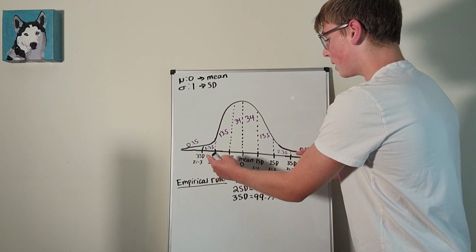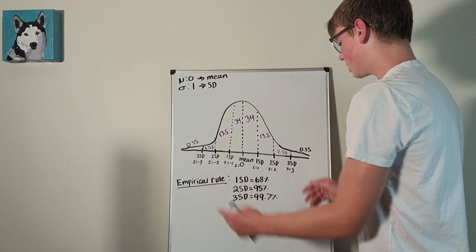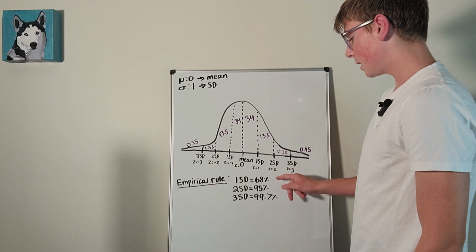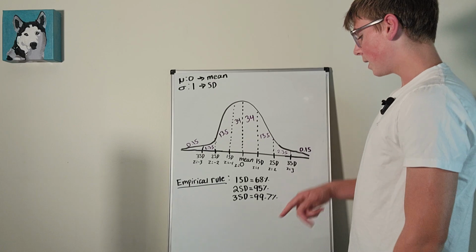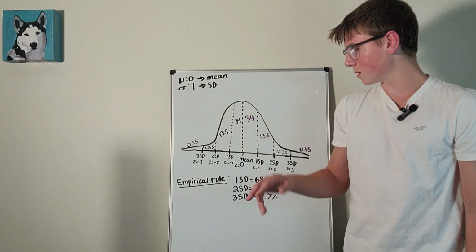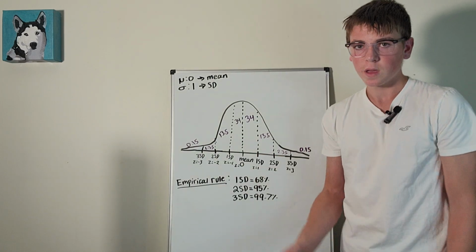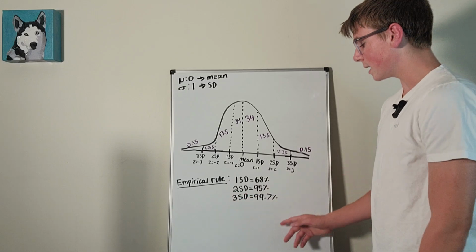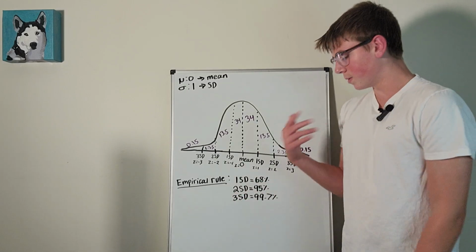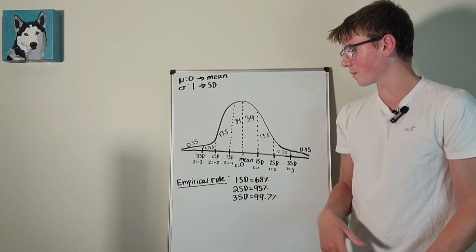And then you'll do the same thing for 3 standard deviations out. You'll just take 99.7% minus 95%. You'll get 4.7%, divide by 2, and you'll get 2.35. And then you do that again. 100 minus 99.7 equals 0.3, and then divide by 2, and you'll get 0.15.